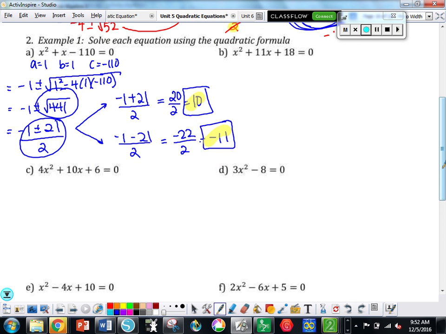What is A, what is B, what is C? A is 1, B is 11, and C is 18. On your own, very quickly, please fill out the quadratic formula. Negative b plus or minus the square root of b squared minus 4 times a times c. And then ignore the rest for now.